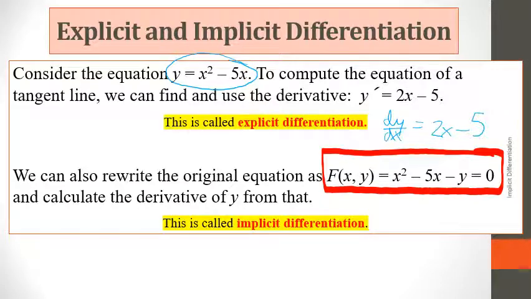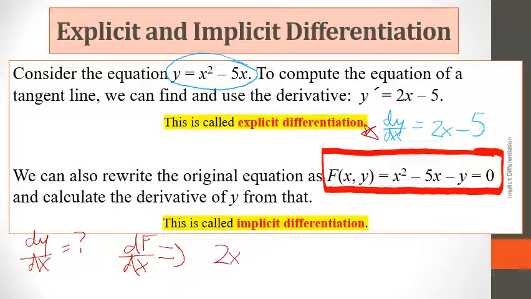What if we rewrote the equation down like here? Okay, so that's our rewritten equation. And what if we wanted to find dy dx of that? Now we already know the answer up here, right? So let's look at what it would look like if we're going to find the derivative using implicit differentiation. So the derivative of big F with respect to x, right? So what's the derivative of x squared? The first term would be 2x. Derivative of minus 5x is minus 5.